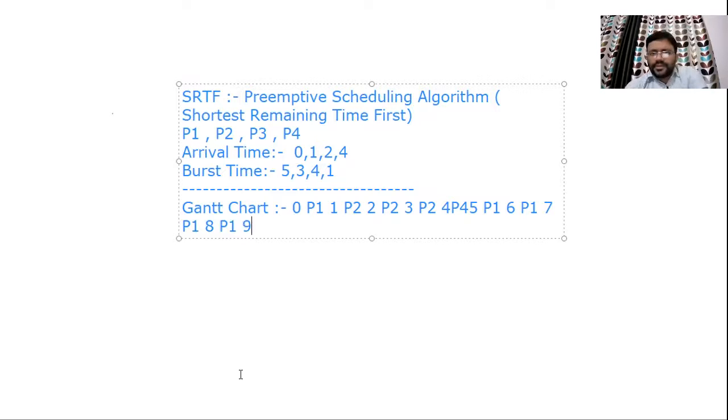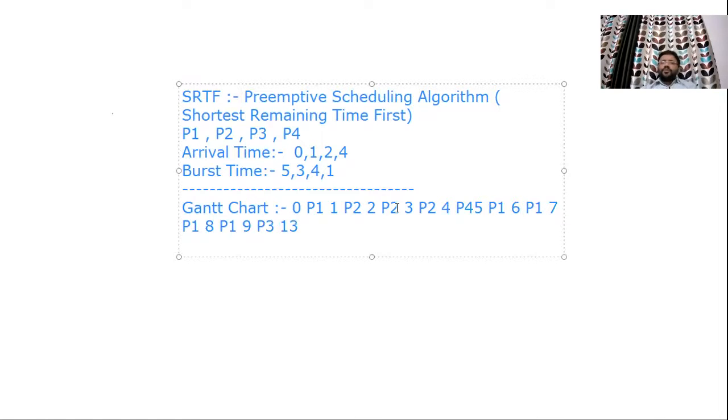So the remaining 4 units complete for process P1, and P1 completes its 5 unit interval time in the CPU. So it will exit, and finally we are left with only one process, P3, which has a burst time equal to 4. So directly we can write 9 plus 4, 13. This is the way the Gantt chart has been completed.